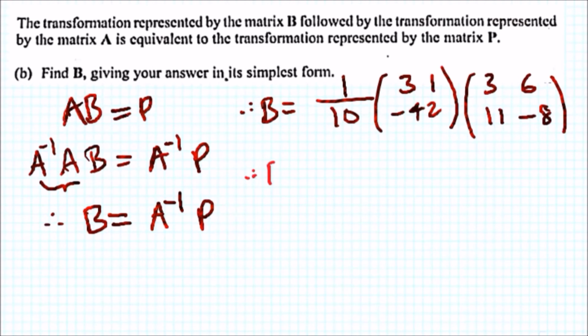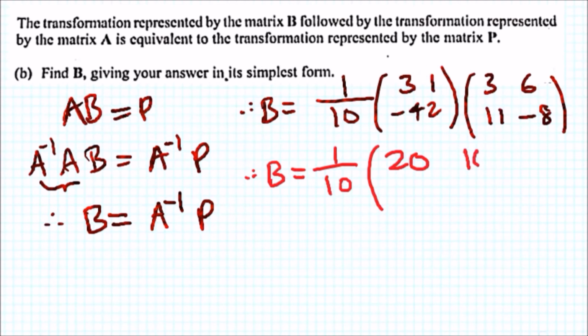So therefore, B equals 1 over 10 in our big matrix. We're going to have 3 times 3, which is 9, plus 1 times 11, which is 20. For the next position, it will be 3, 1, and 6, minus 8. So 3 times 6 is 18, plus 1 times minus 8 is minus 8. So 18 minus 8 is 10. Next one. Minus 4 and 2 times 3 and 11. So minus 4 times 3 is minus 12, plus 2 times 11 is 22. So minus 12 and 22 make 10. So I think it's going to be all in tens, which is kind of convenient.